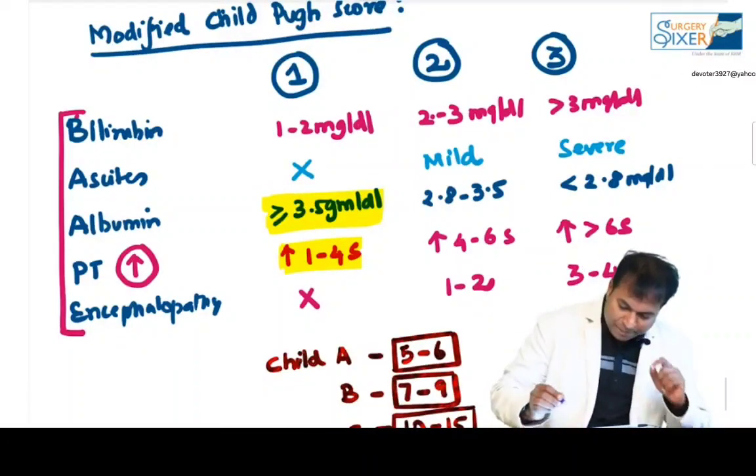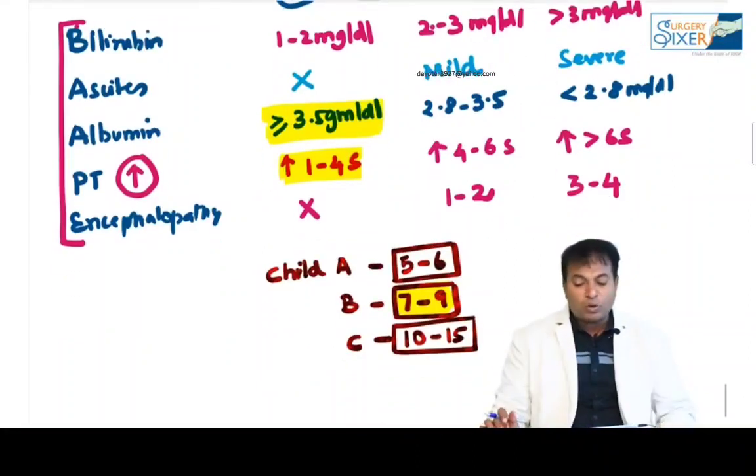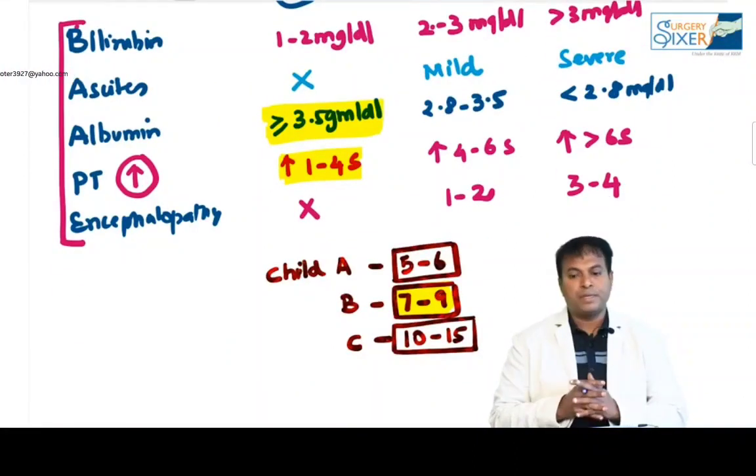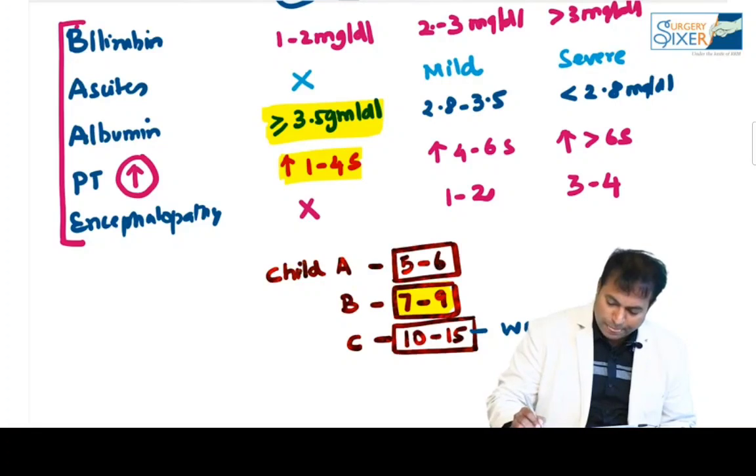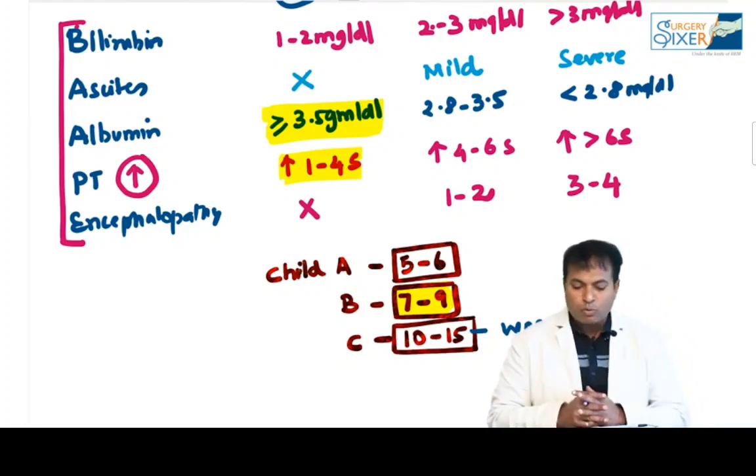So please don't forget B. Child B is 7 to 9. When the score is 7 to 9, it is child B. 10 to 15 is known as child C. Child C is the worst child, with the worst prognosis.